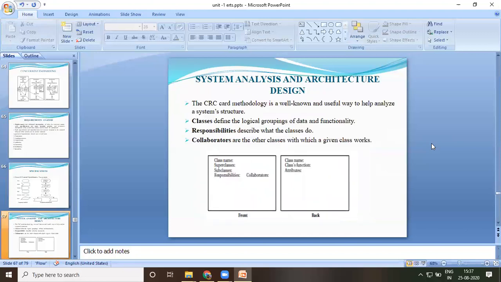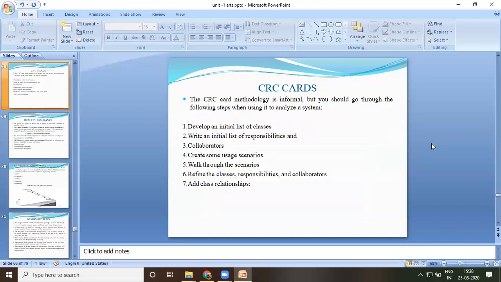The next one is system analysis and architecture by means of CRC cards. What is meant by CRC cards? Classes, responsibilities, collaborators. Classes means a logical grouping of data and functionality. Responsibility means what responsibilities are carried out by the classes. Collaborators are the other classes that a class works with. The objectives of the CRC card are to develop an initial list of classes, write an initial list of responsibilities and collaborators, create some usage scenarios, walk through the scenarios, refine the classes, and add class relationships. These are the CRC card functions.